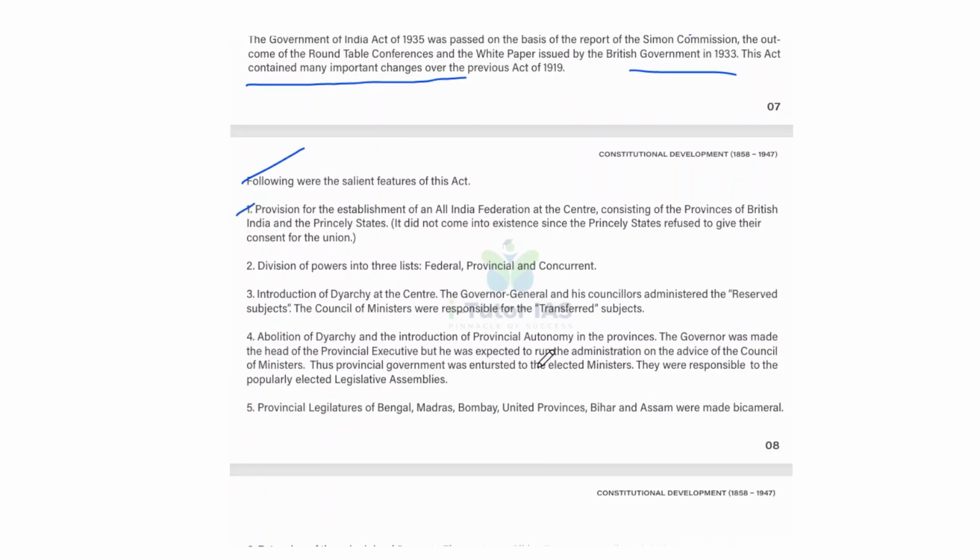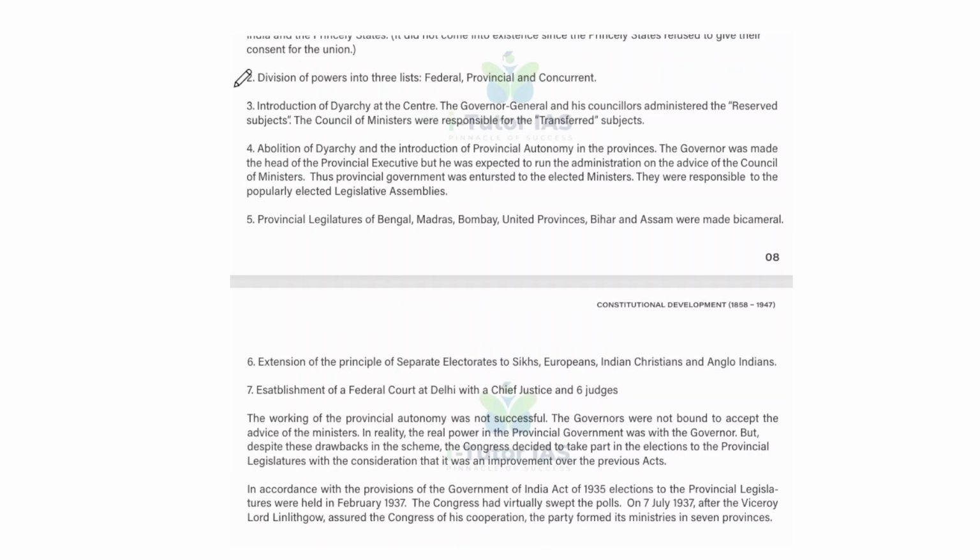One is provision for the establishment of an All India Federation at the center, consisting of the provinces of British India and the princely states. It did not come into existence since the princely states refused to give their consent for the union. And next is the division of power in three lists, that is federal, provincial, and concurrent. An introduction of hierarchy at the center, and the Governor General and his councillors administered the reserved subjects. The Council of Ministers were responsible for the transferred subjects.